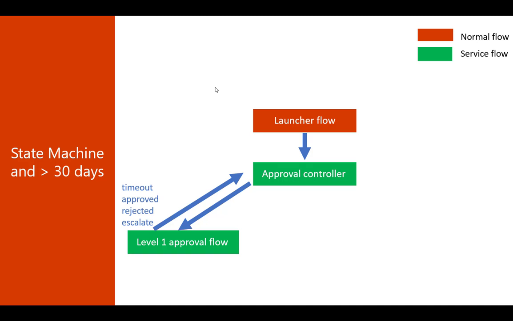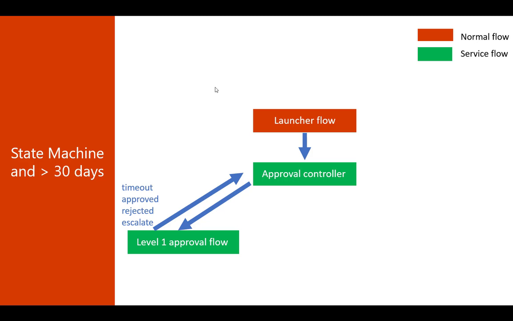And the kind of information the approval flow can return to the controller are: oh, I did timeout, or the approval is approved, or the approval is rejected, or I want to escalate the approval to someone else. And then the level 1 approval flow stops running, of course. So this information is sent to the approval controller. The approval controller checks this information and restarts another flow if necessary.